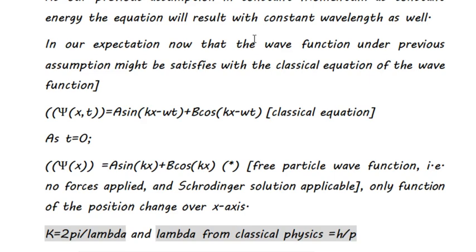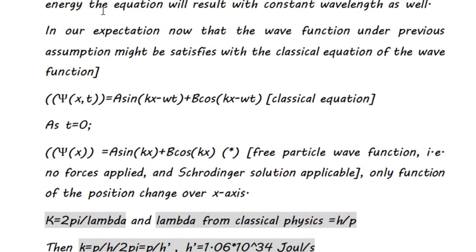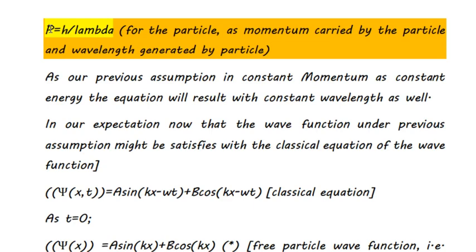As in our previous assumption, we are assuming it has constant momentum and constant energy, moving in the x direction. If the momentum is constant and the Planck constant is constant itself, then we will have lambda, the wavelength, also constant.